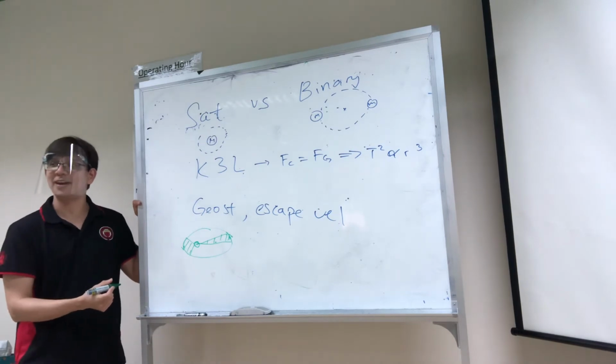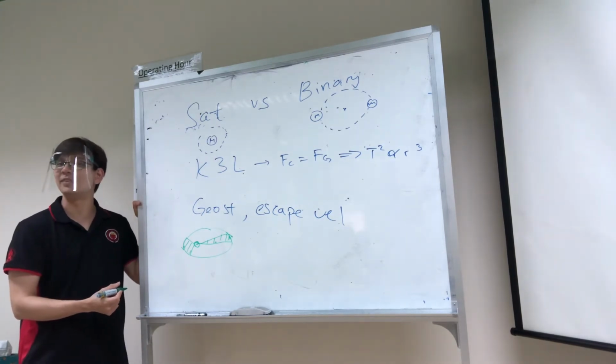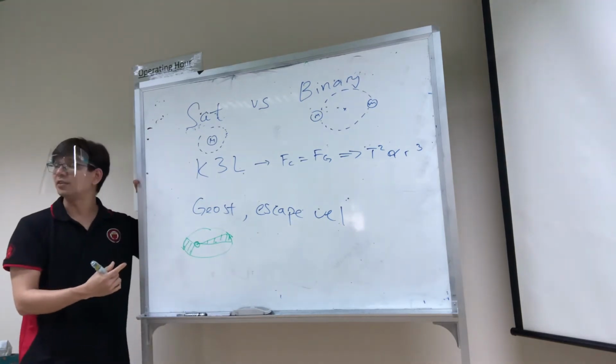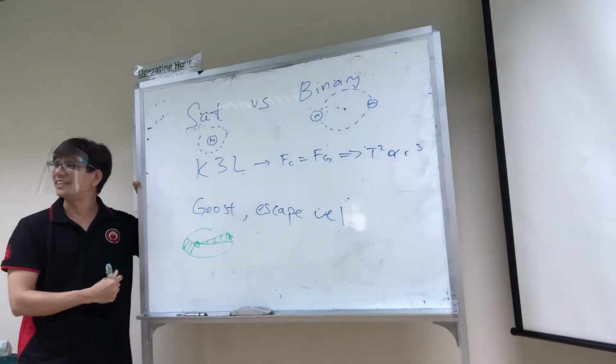Which explains why comets take a very long time to go around the sun, because comets' orbits are very highly elliptical. So you all know what comets are? Have you all seen a comet before?